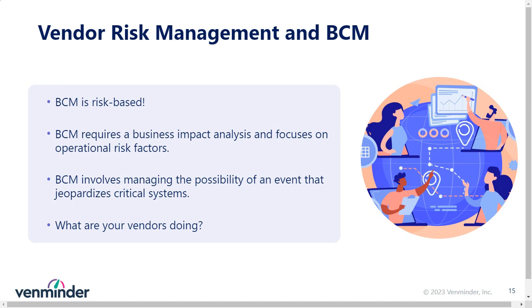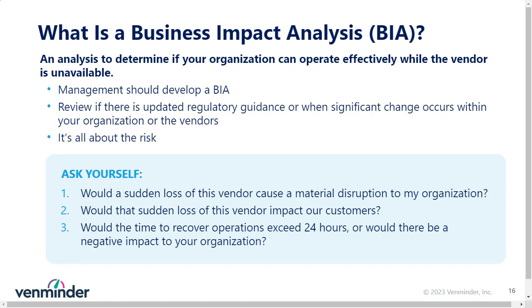So let's expand a little on what a business impact analysis, BIA, is and means from a third-party risk management perspective. It's where we go through and try to figure out what the impact is on your business and whether there will be any significant loss. From a vendor perspective, you're going to look at that vendor and ask a few questions. So ask, would a sudden loss of this vendor cause a material disruption to my organization?